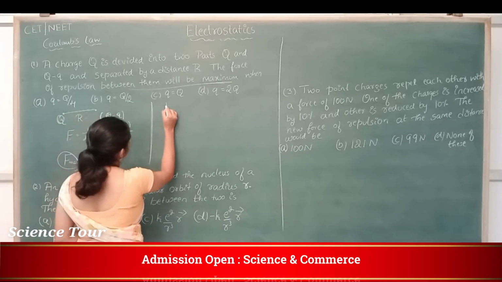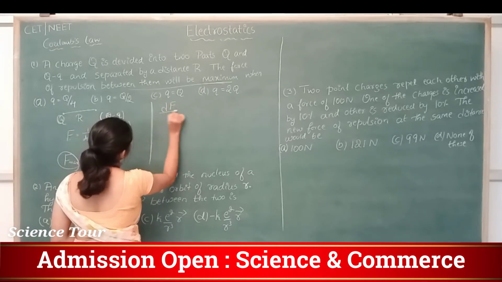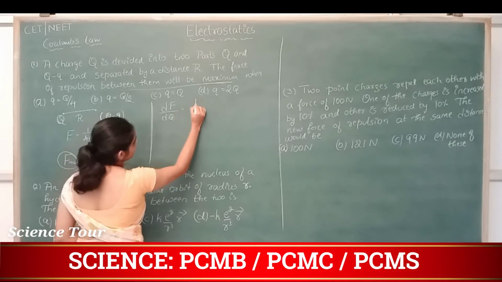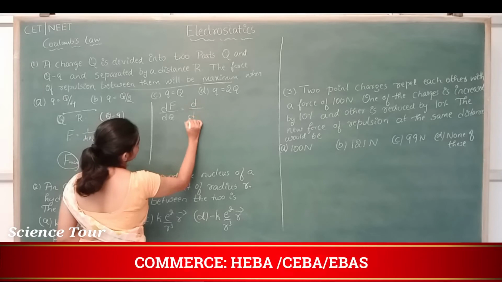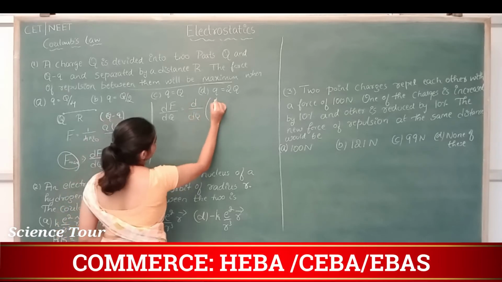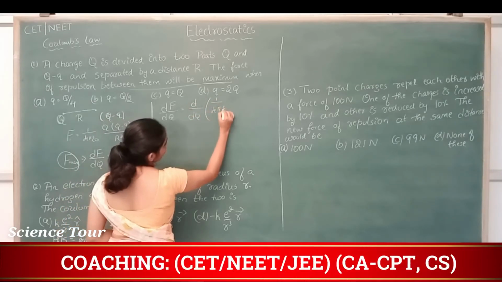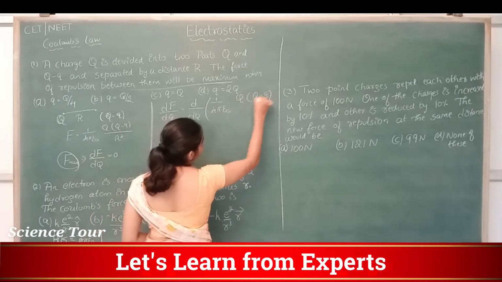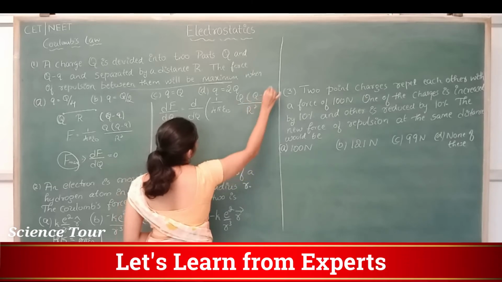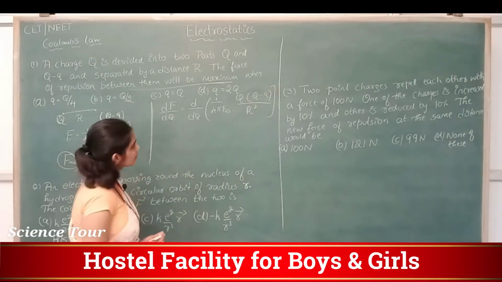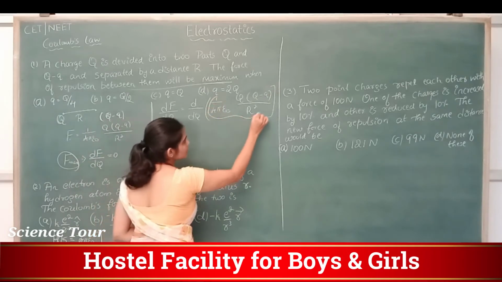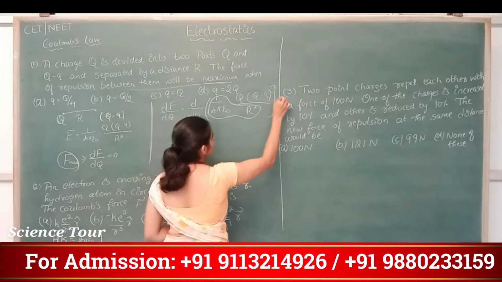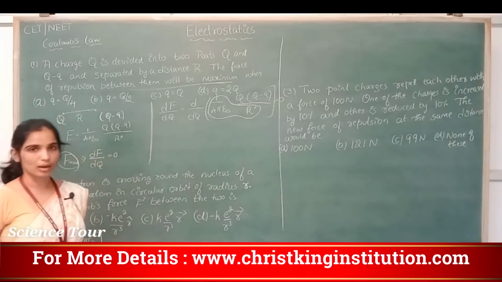Now find out the differentiation of force with respect to the charge, which is equal to the differentiation of 1 by 4 pi epsilon naught Q into (Q minus q) divided by r square. Am I correct? Yes. Now these terms are constant, I can take them outside. So this should be equal to 0 according to the concept.